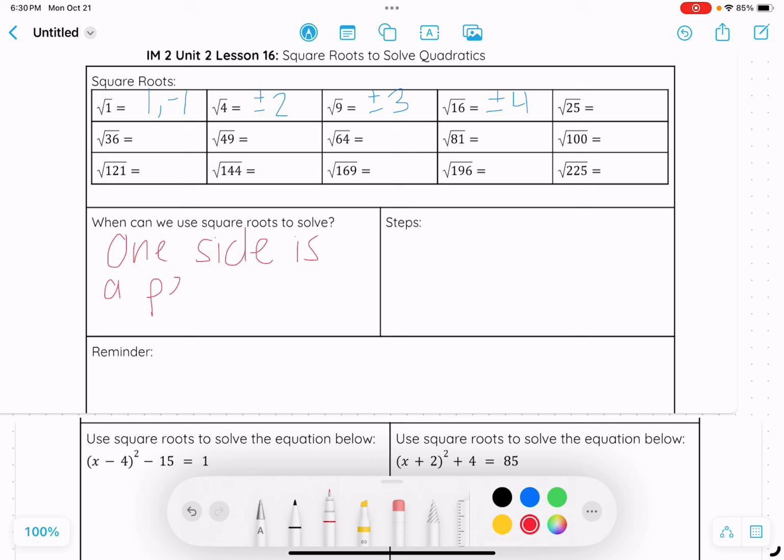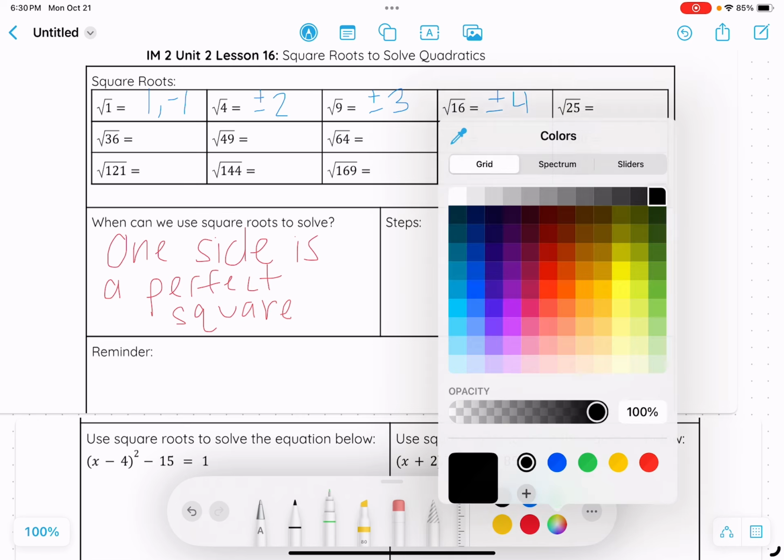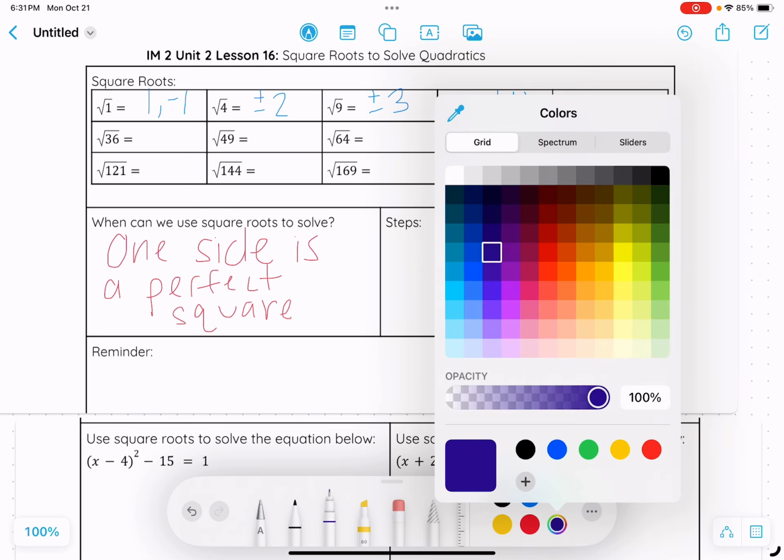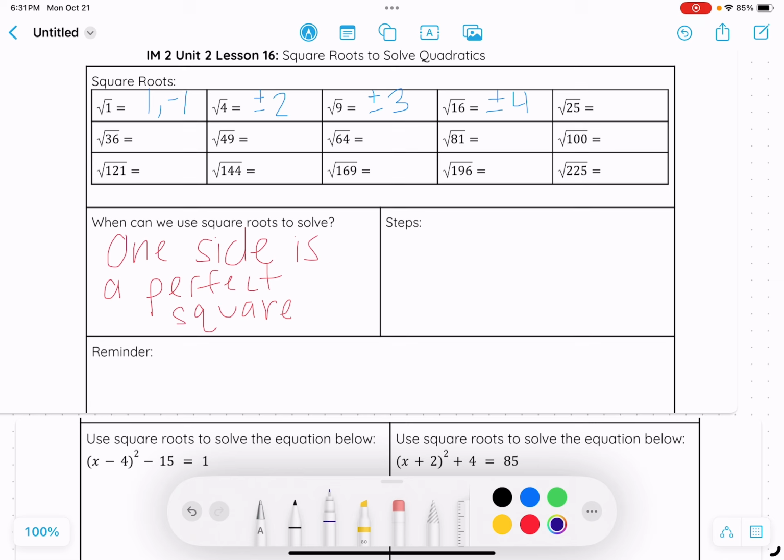Okay, so that's what I'm writing in here. So when one side is a perfect square, we can use square roots to solve. And I'm going to show you what I mean by that on these problems down below. Our steps here, we're going to have 3 or 4 steps. Step 1 is find the perfect square and get the perfect square alone.